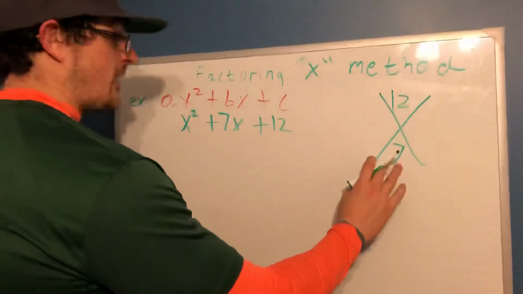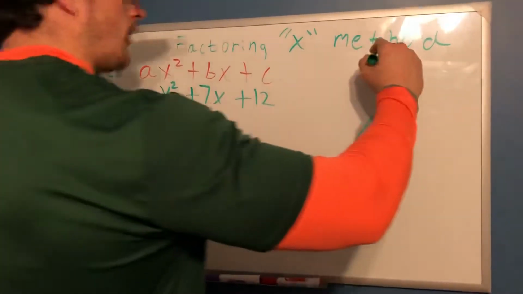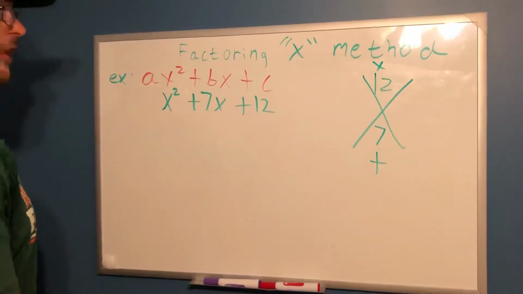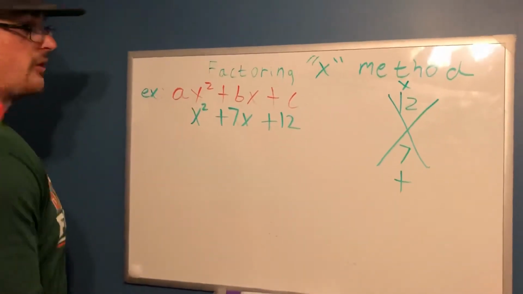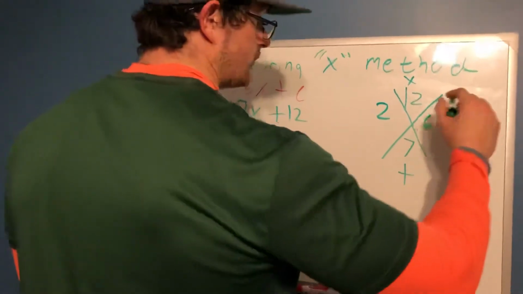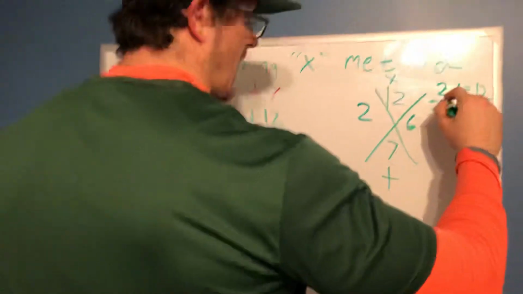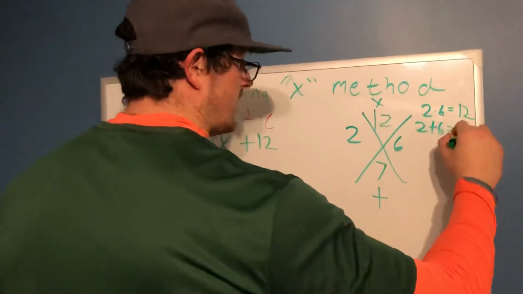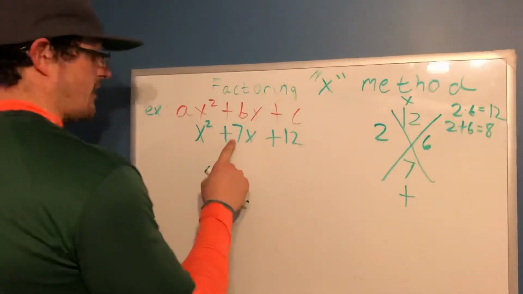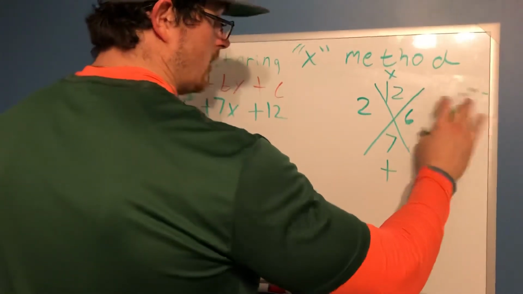Now you can even go a step further so you don't forget. Remember, I'm trying to add to make the middle term and multiply to make the end term, 12. So let's think of some numbers that multiply to make 12. Let's try 2 and 6. A lot of people are going to go to 2 and 6. 2 times 6 is 12, but 2 plus 6 is 8. That didn't work, because I'm trying to get the middle term, which is 7.